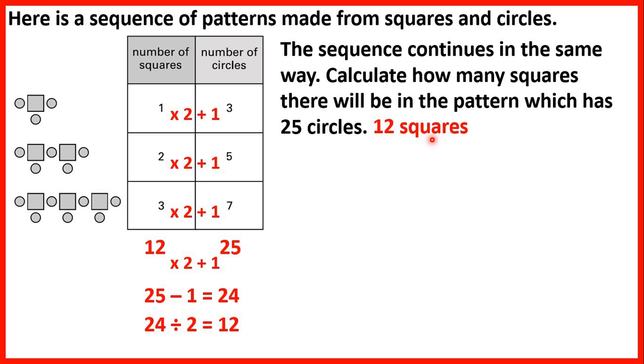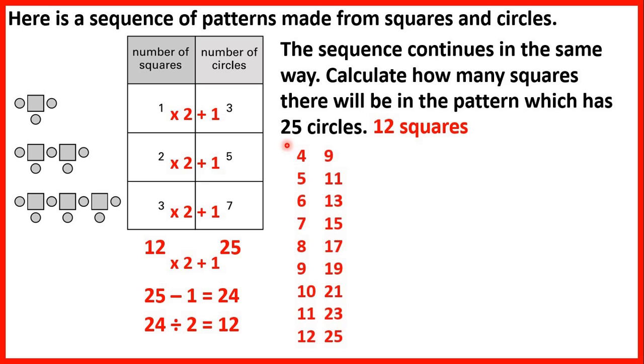So that's 12 squares. Now for this question, we could just continue the sequence. So we can see that the number of squares is going up by 1 each time, and the number of circles going up by 2. So we could continue the pattern, and then we'd see that if we have 12 squares, we have 25 circles.